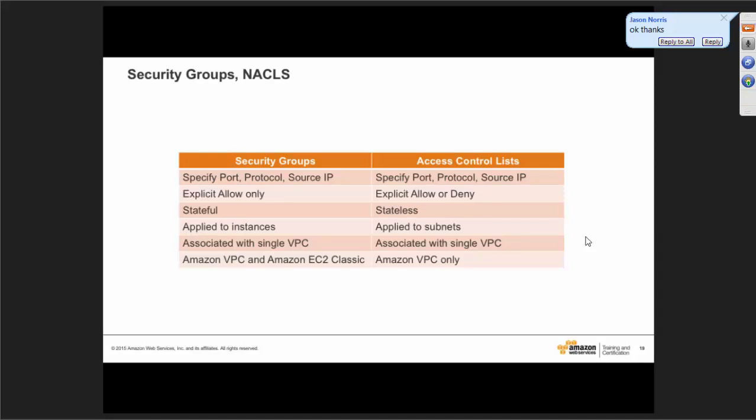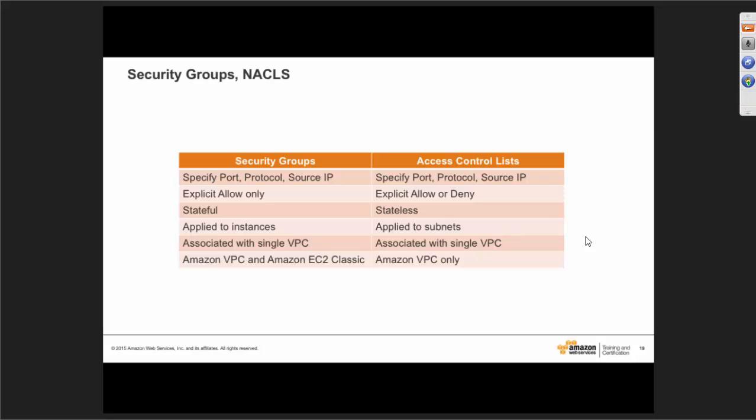Okay. This is the breakdown between security groups and network access control lists. Security groups and network access control lists are network firewalls, or they do restrict access, but they act slightly differently. For example, security groups are allow only, whereas network access control lists are allow or deny. Security groups are stateful in that if I allow traffic in, the response traffic is automatically allowed out, whereas with a network access control list, I have to explicitly allow both a rule for inbound and outbound traffic.